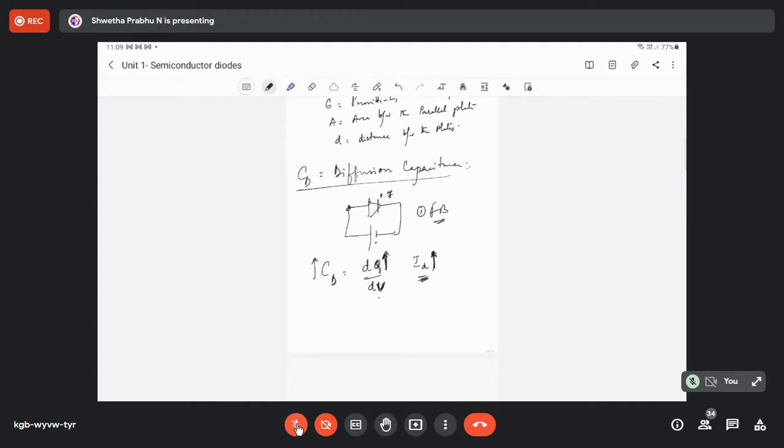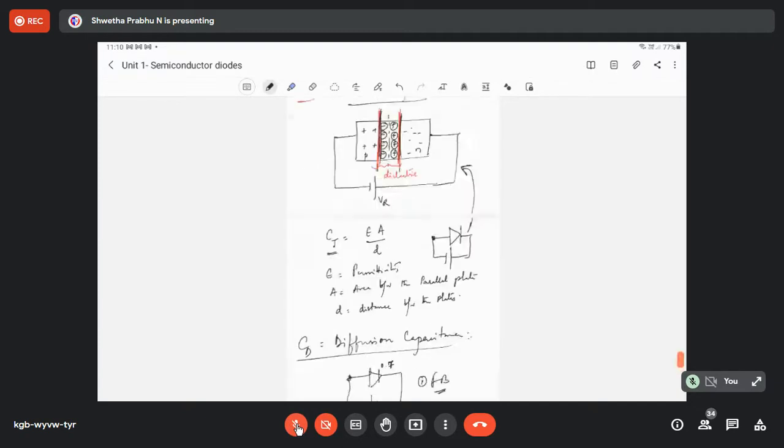So, who asked this question? Samir, please answer. What happens when you increase the external voltage? Under forward bias case, the flow of charge carriers increases, correct? So that is the reason I have written ID increases. As soon as ID increases, CD also increases. Okay, ma'am. Thank you.